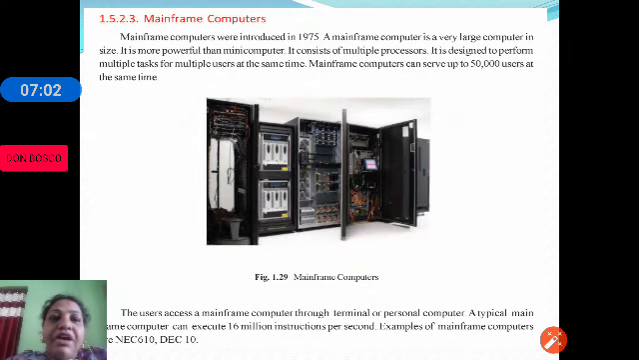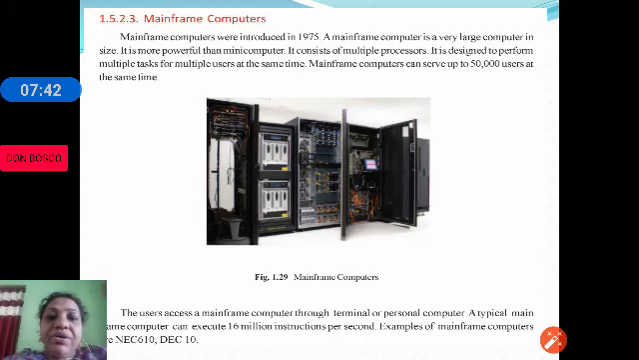Next comes the mainframe computer. Mainframe computers were introduced in 1975. A mainframe computer is very large. They are more powerful than mini computers. They can run 16 million instructions per second, and also they can serve up to 50,000 users. A mainframe can serve up to 50,000 users, whereas mini computers serve up to 4,000 users.